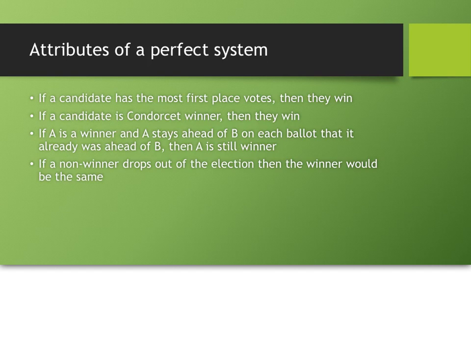If you chose a perfect system, or if you could devise a perfect system, you'd always want the candidate with the most first place votes to win. You'd also want a candidate, if they were the Condorcet winner, that means beat everybody else head-to-head, then they would win. You'd also want a system where if A always stays ahead of B, and A is the winner, B can move around behind them, then A still wins. And you'd also want a system that if somebody who doesn't win drops out of the election, then the winner would be the same. All right? That would be a perfect system.